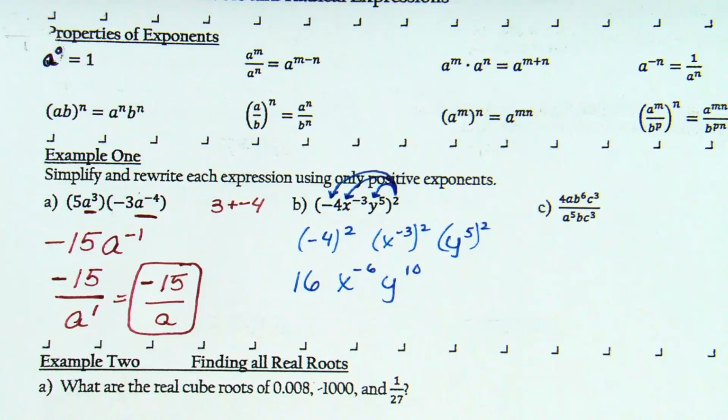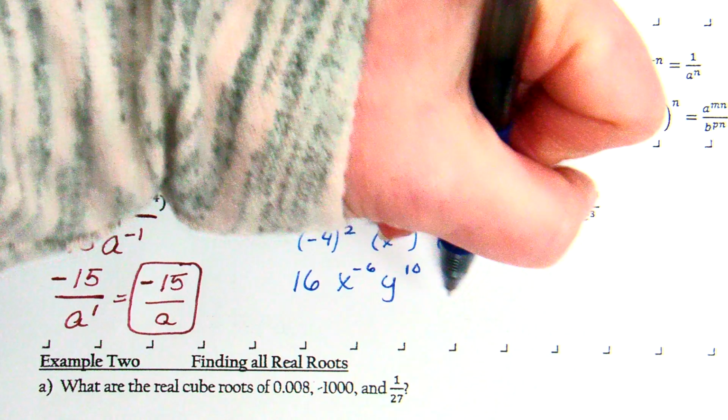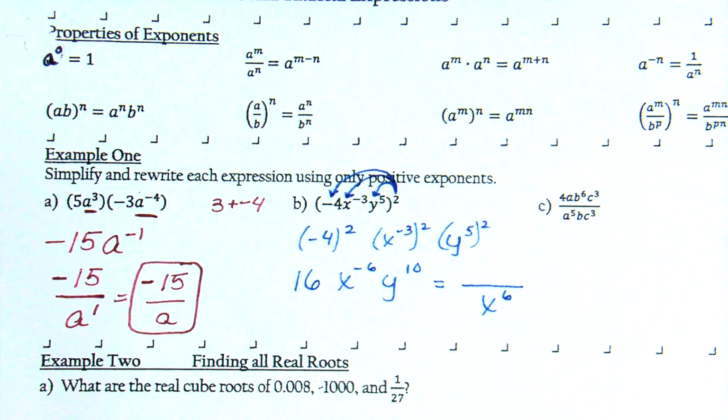Am I done? No, because I can't leave a negative exponent. What's my final answer going to be after I get rid of that negative exponent? Do we agree? Sure. Here's the deal, guys. That negative exponent, how do we get rid of it? It moves to the denominator. Does anything else move with it? No, nothing else has a negative exponent. So 16 stays on top, and y to the 10th stays on top. So 16 y to the 10th over x to the 6th.